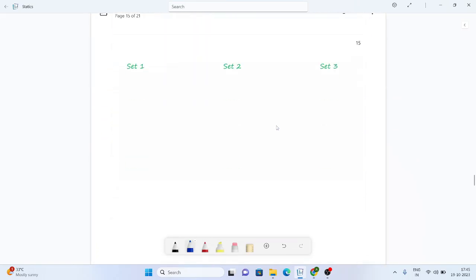Okay, now I take 3 sets: set 1, set 2, set 3. So I take the first set as 1, 3, 5. The second set as 3, 5, 7. Now tell me the mean of these sets. So this is an AP. So mean is 3 here. Here mean is 5. Okay.